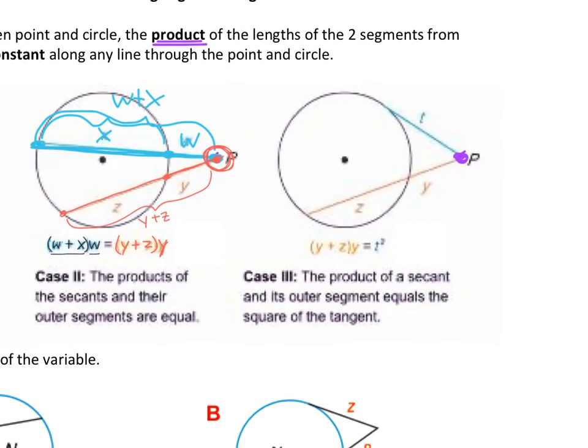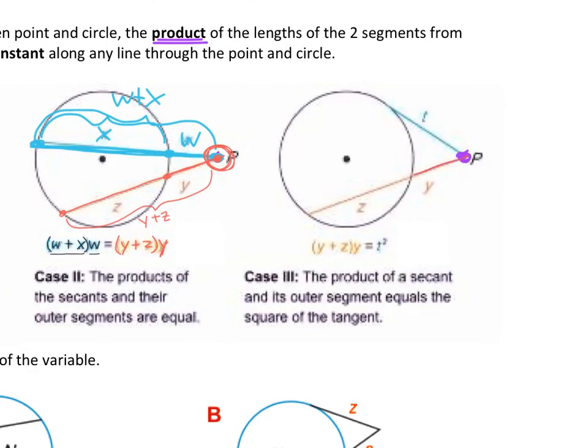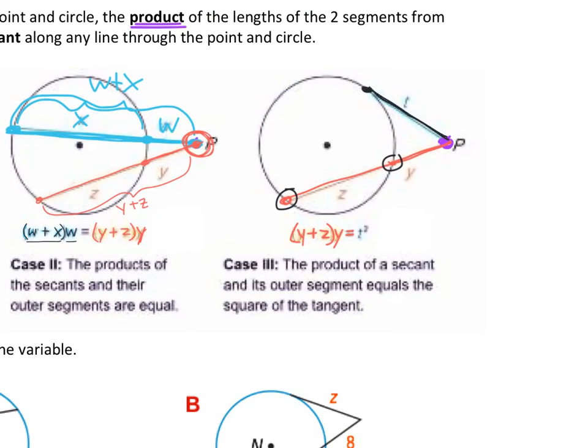Now this one's very similar. If you look here, you go from here to here is a length of Y, and from here to the other side is a length of Y plus Z. But then notice the difference on this one. Now you have a tangent, and when it's tangent, you only have one place that it hits the circle instead of the two places like this one did. So what you're going to do is you still want to multiply something. We're going to multiply it by itself, which means we're going to square it. So it's T squared.